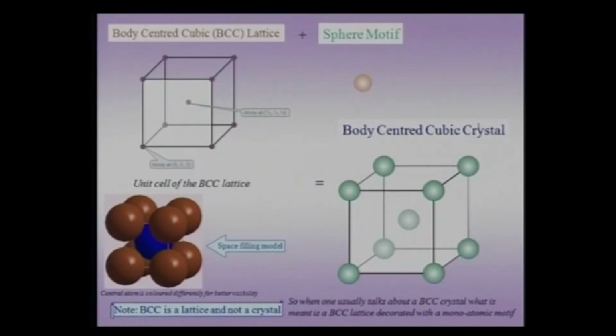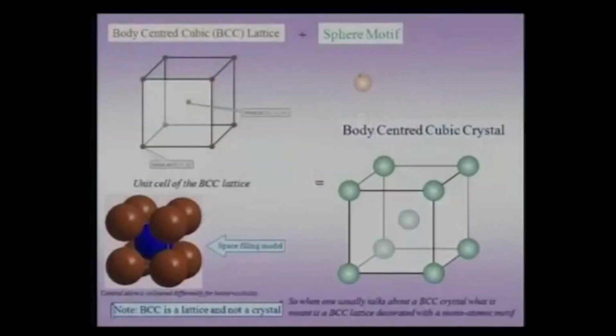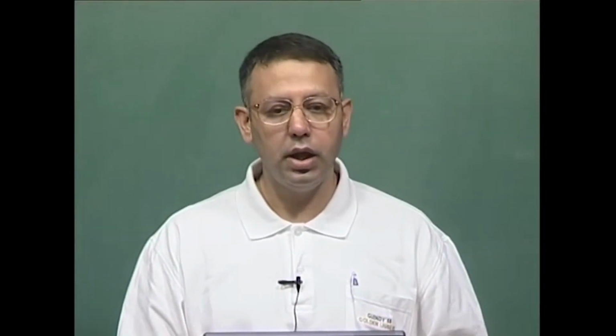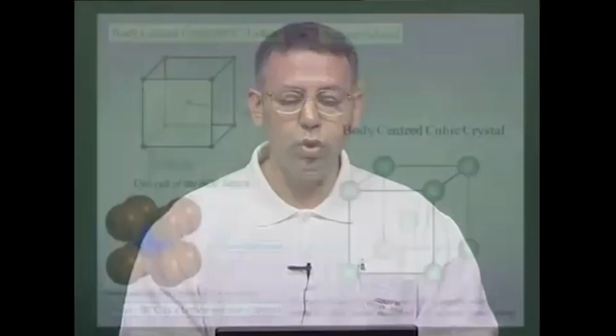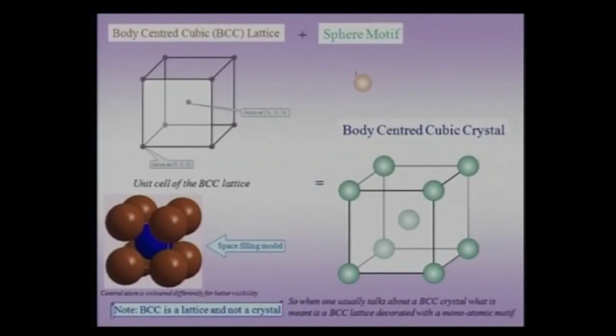So, we have to remember BCC is a lattice, and the crystal, typically when I say a BCC crystal, what they mean is a simple spherical motif which is going on to decorate the BCC lattice. If I have a more complicated motif which goes on to decorate the BCC lattice, then I do not use the phrase BCC crystal in the usual sense. So, this is an important point to note, that for instance when I use the word simple cubic, it refers to a lattice, and similarly when I use the word body centered cubic, it refers to the lattice, and when I use, for instance, a single sphere to decorate the lattice, I get a body centered cubic crystal.